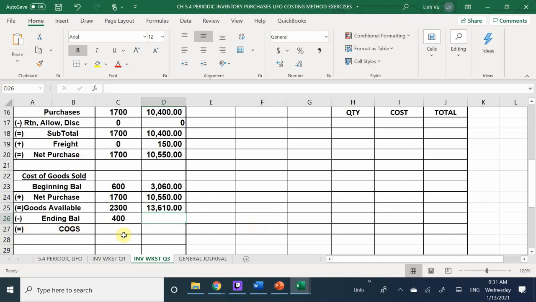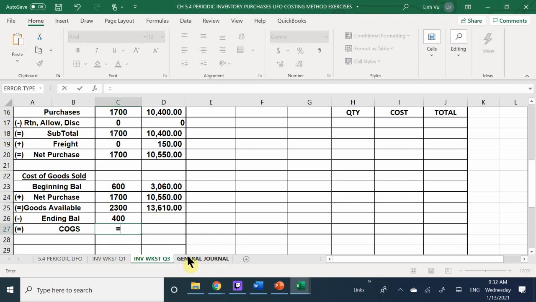Okay. And as just mentioned from the scenario, we have a total of 400 items available in our inventory now. So what's my total items that I sold? 1,900. Okay, yes. 1,900. I got a question. Yes.